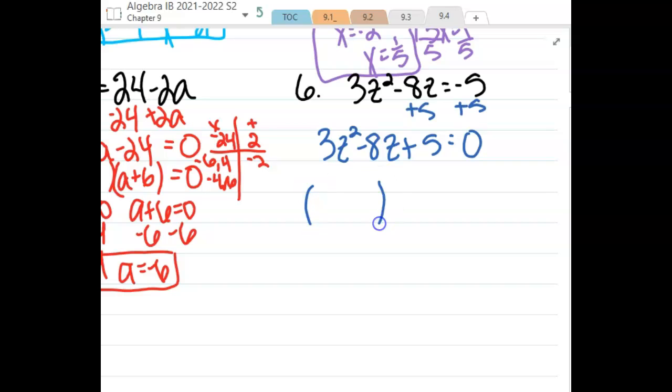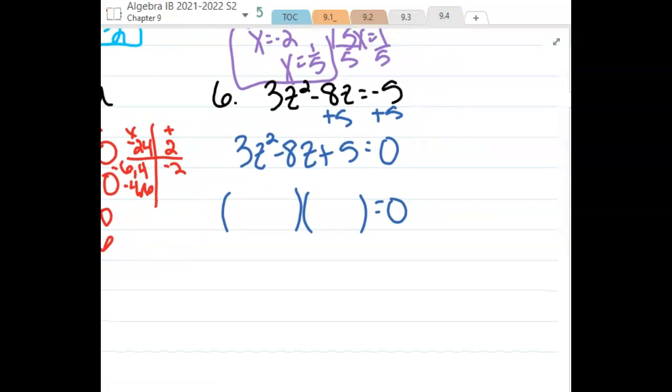Okay, next step. It needs to be a product. So I'm going to have to factor that. And you may notice it's a 3z squared. So what method are we going to use? The airplane method. So we're going to draw our wings, which means we're going to take 3 times 5, which is 15. We're going to draw our propeller, which is negative 8. So things that multiply to give me 15, add to give me negative 8. Negative 3 times negative 5. Multiply to give me 15, add to give me negative 8.